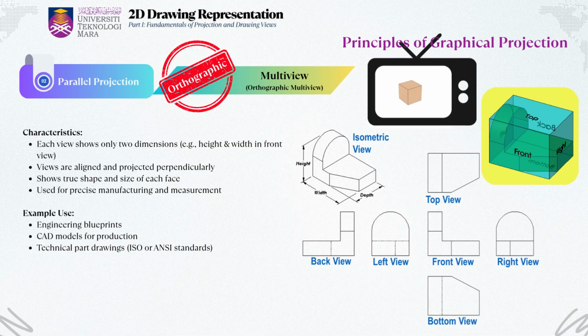You can see this in the top right image, where the object is surrounded by labeled planes, top, front, right, and so on. One thing to note is that multiview projections do not have distortion. The lines of sight are straight and orthogonal, at 90 degrees, which makes them extremely precise, ideal for manufacturing, dimensioning, and CAD modeling. That's why engineering blueprints and production drawings, whether done by hand or with software, follow either ISO or ANSI multiview standards.